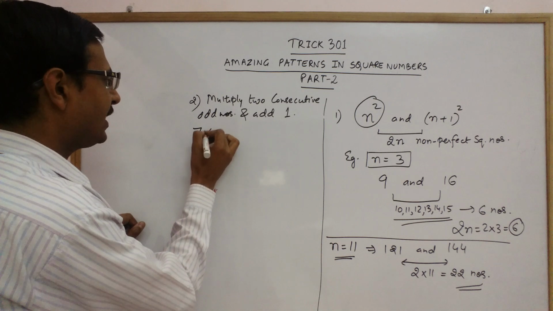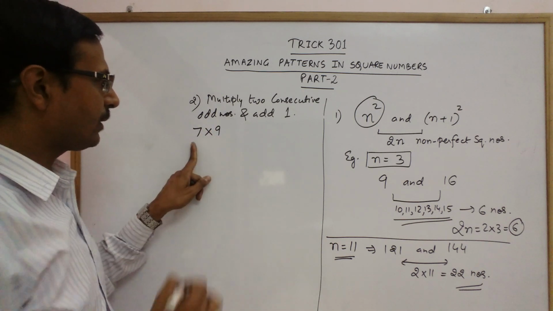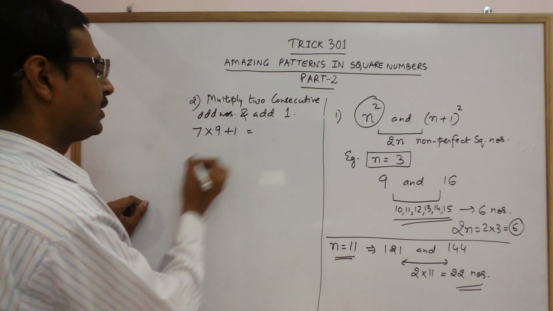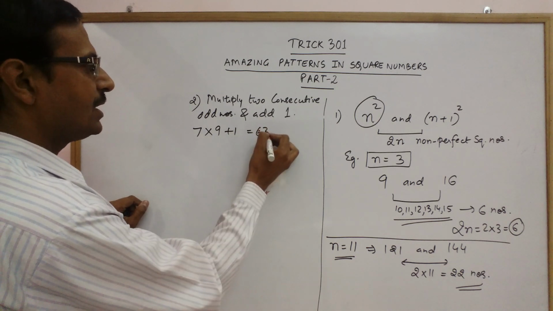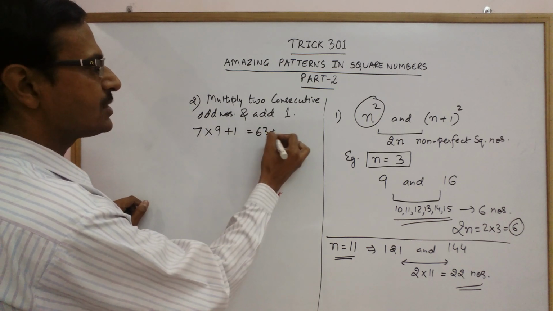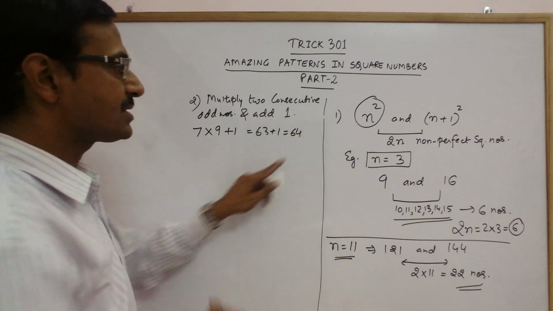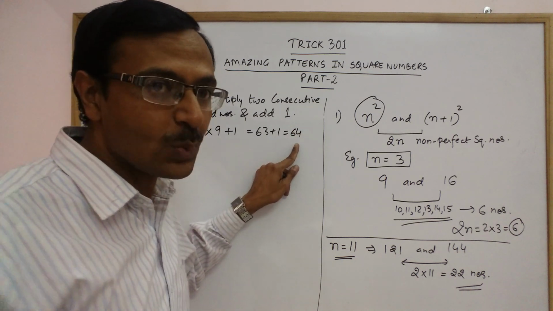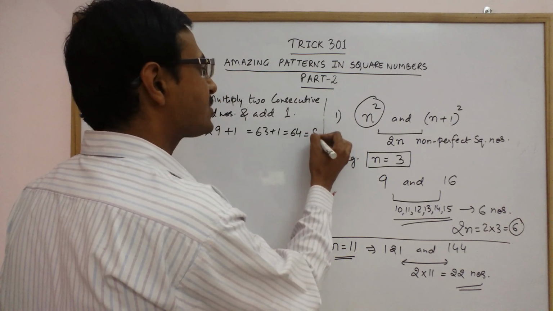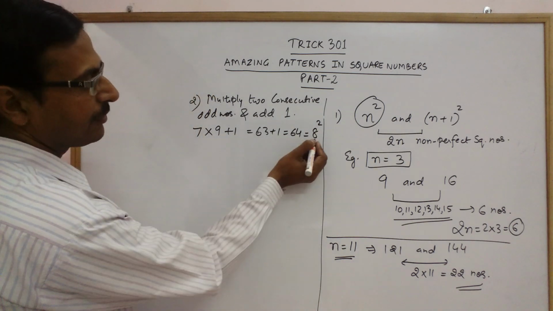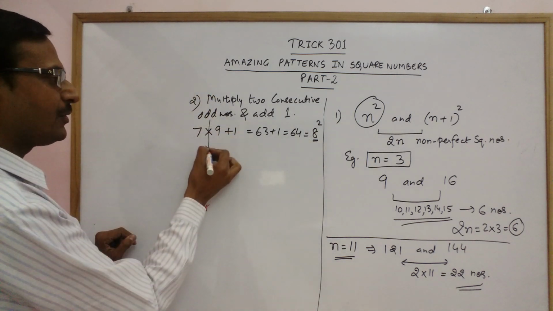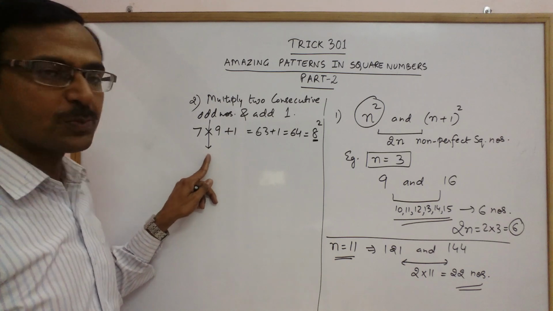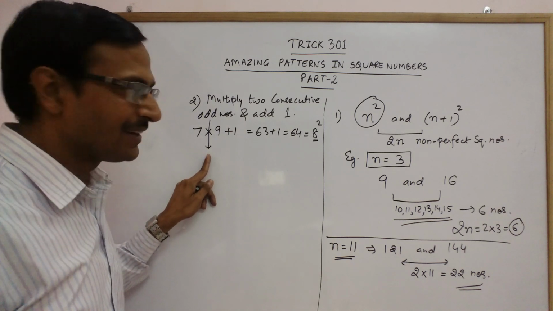Suppose we have 7 and 9. These are two consecutive odd numbers, multiply and add 1. 7 into 9 is 63. And add 1 to this, you get 64. Now what is 64? 64 is a perfect square and this is 8 square. So where does 8 lie? It lies exactly between the two numbers whose product we had taken initially.